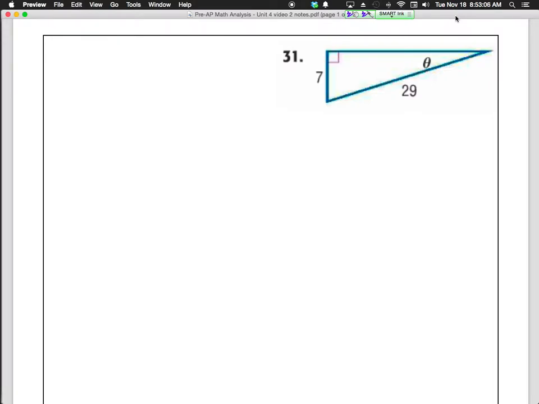Okay, today we are looking at finding a missing angle of a right triangle, and then we are also looking at solving a right triangle. Those are the two things we're doing today.